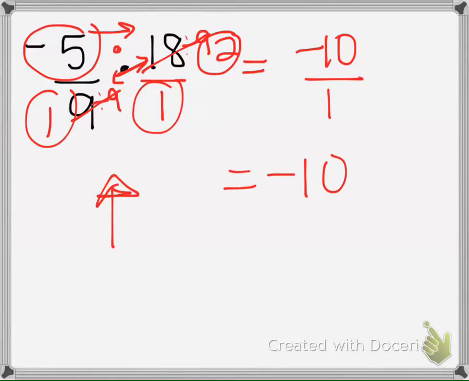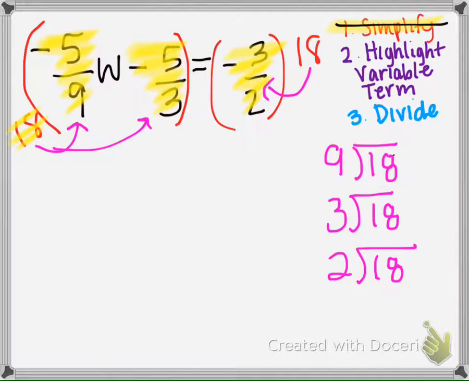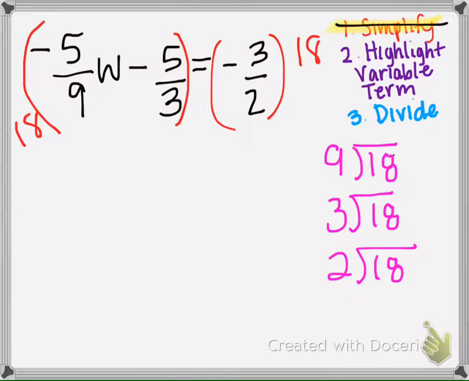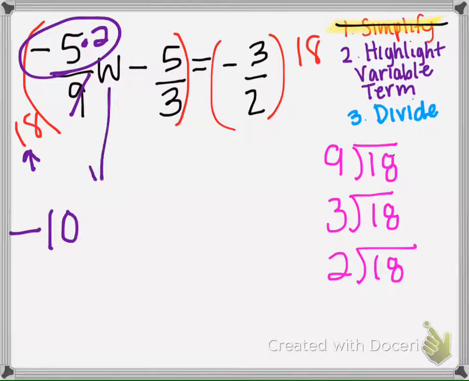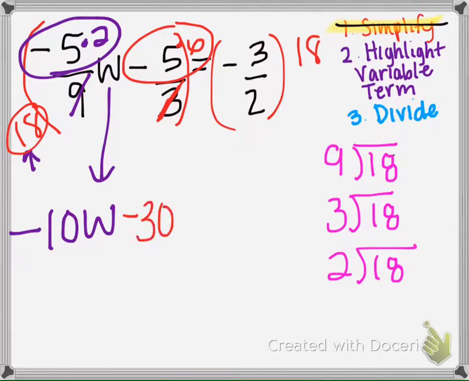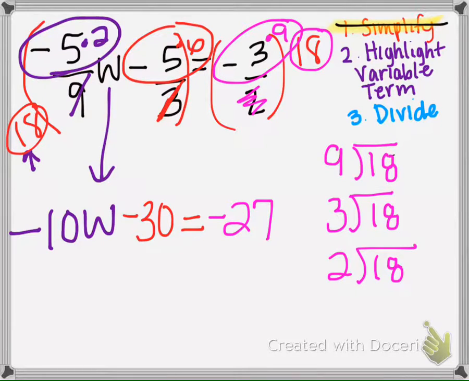So instead of doing all of this work here, what we could do is say to ourselves, 9 goes into 18 twice. So -5 times 2 is -10, and then bring down the W. And then we would do 3 goes into this 18 6 times. So then we would do -5 times 6 is -30. And then 2 goes into this 18 9 times. So -3 times 9 is -27. And now we don't have any fractions to worry about, so now we can continue and highlight the variable term.